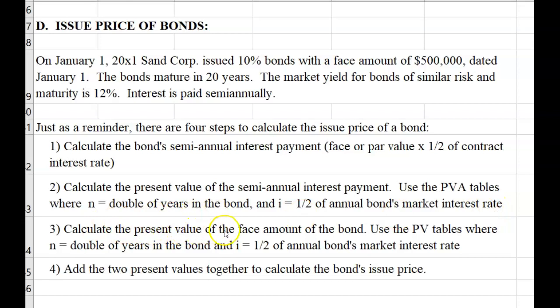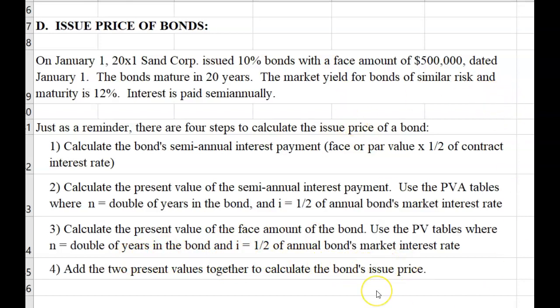Calculate the present value of the face amount or par value of the bond using present value tables where N equals double the years in the bond, so 40 in this case, and I equals 1/2 of the annual bond's market interest rate, 6% in this case. Add the two present values together to calculate the bond's issue price.